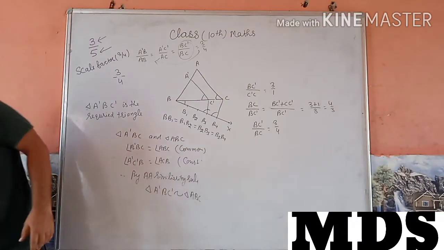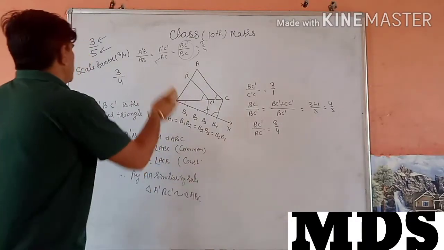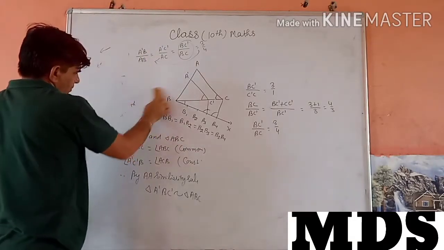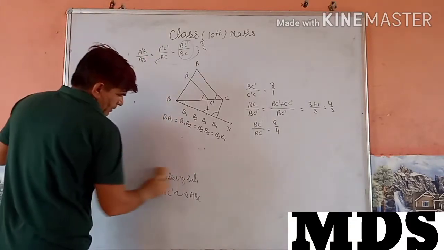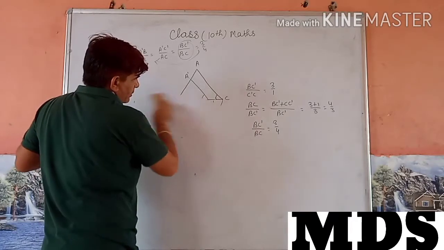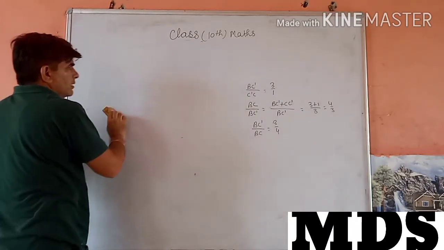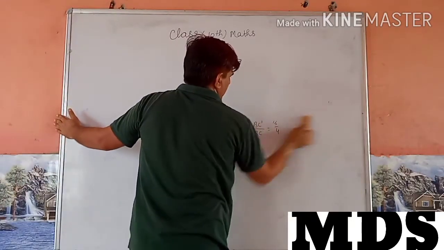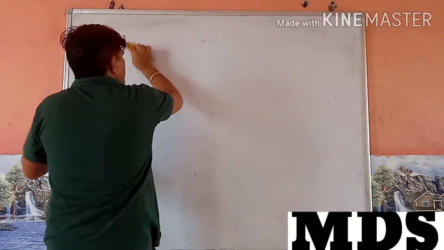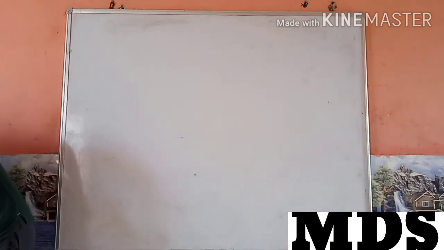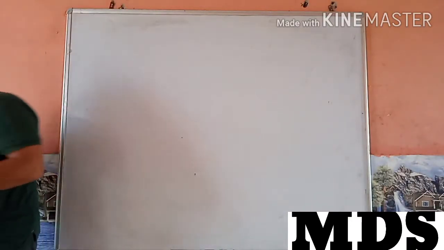Now again, I also want to tell you the proof. I think all of you understood, it is easy for you. Now we can do the construction of what? A triangle which is bigger than the given triangle and similar to that triangle. Understood? So question number 2.